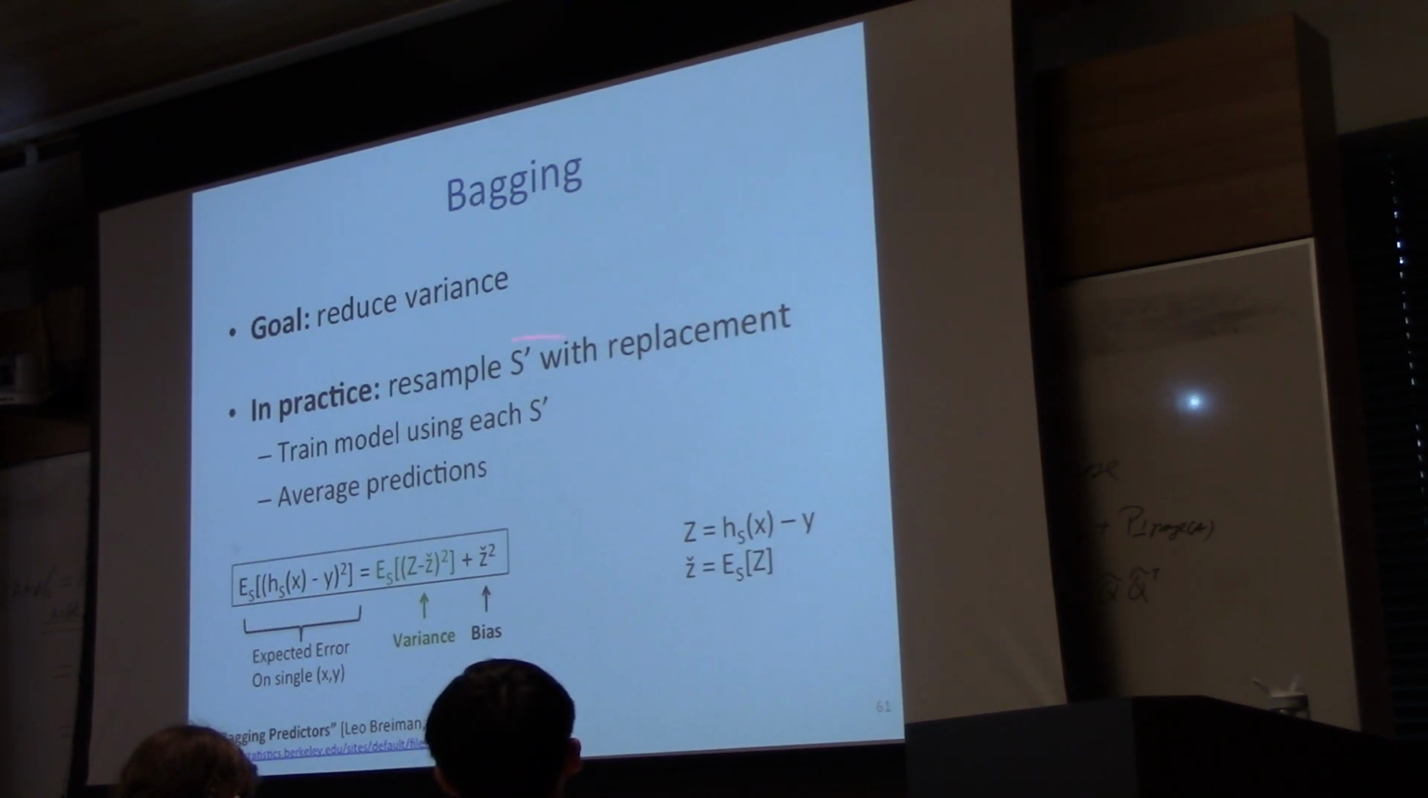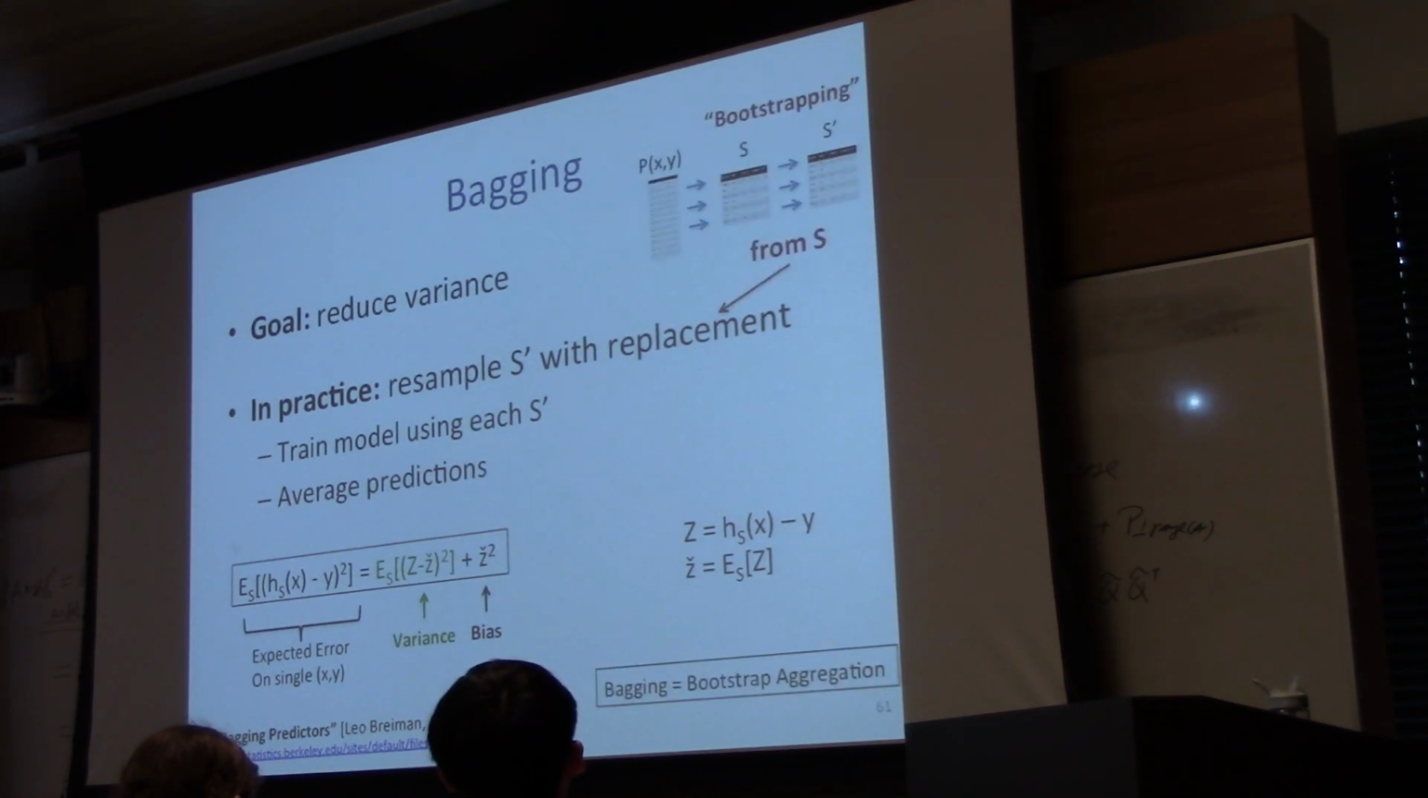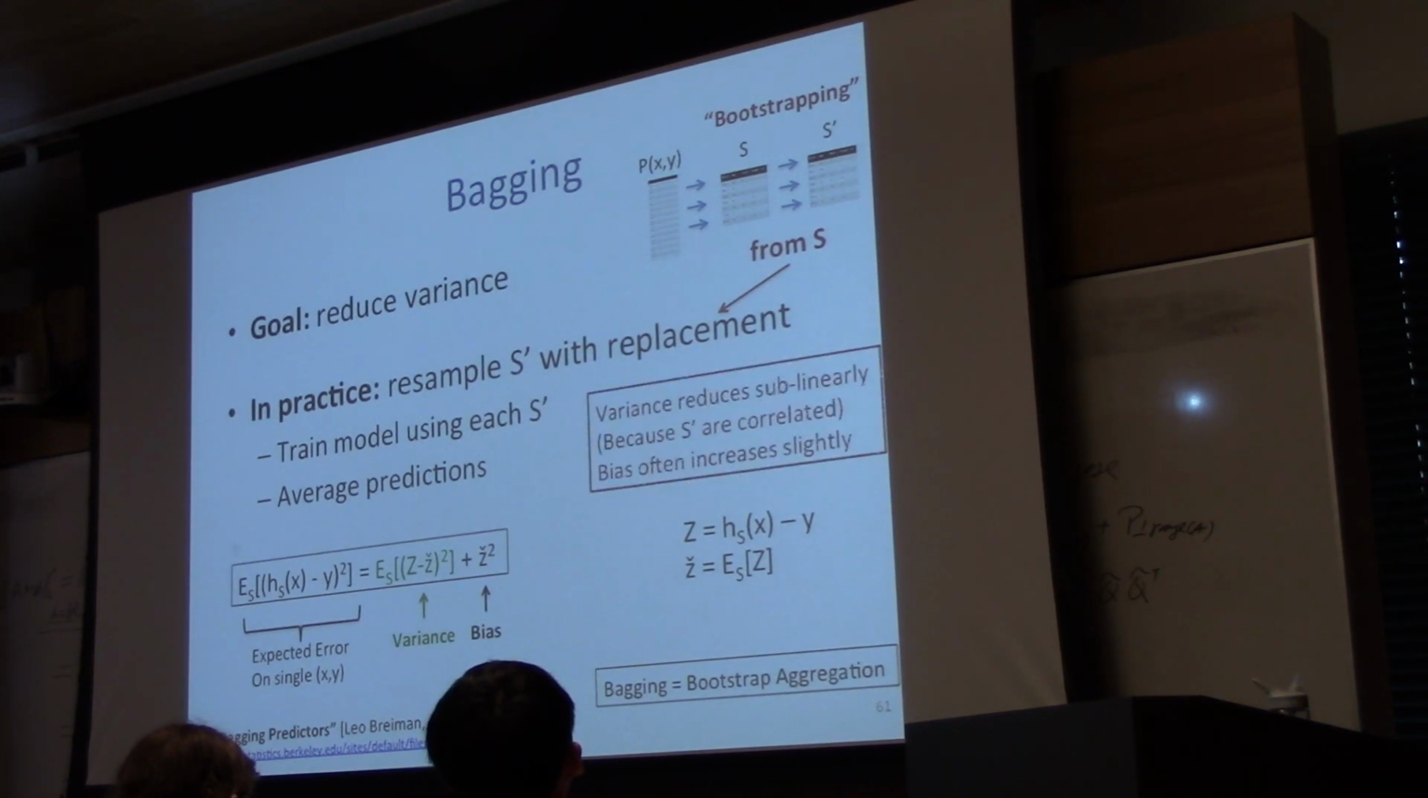And then given each such resampling of S with replacement, we train a model on this S prime, and then we average predictions. So we have a test distribution, we have a single training set, we generate S prime, which is a resampled training set from S, sampled with replacement. And so of course, the variance will not reduce linearly in this equation because the S primes are correlated. And if you do this, the bias often increases slightly, but it's not too bad.